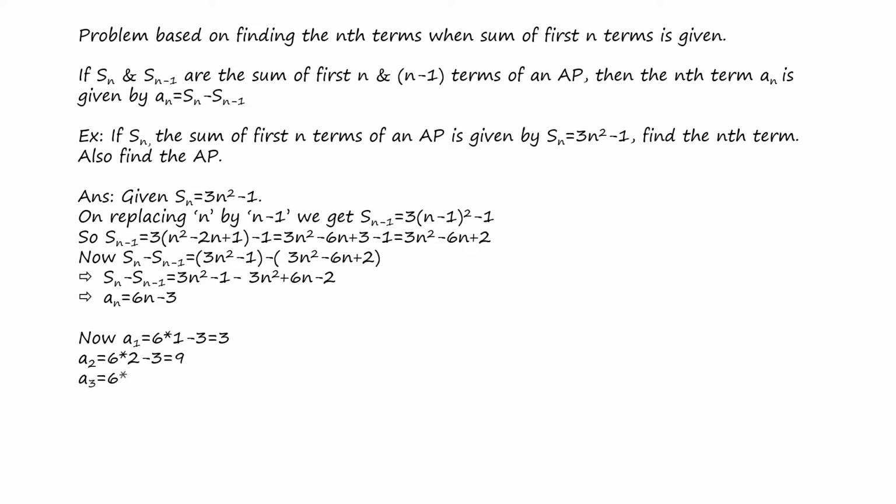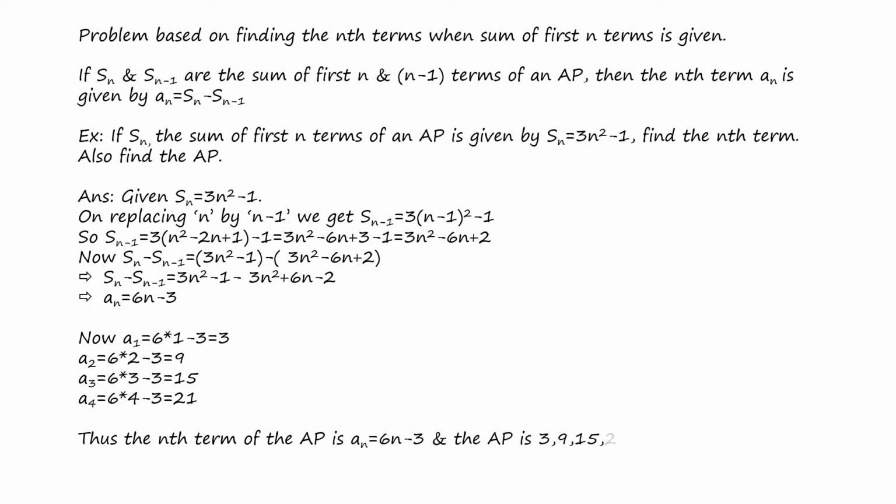Now, a1 is 6 into 1 minus 3, which is equal to 3. Likewise, a2 equals 9, a3 equals 15, a4 equals 21, and so on. So the nth term of the AP is given by an equals 6n minus 3, and the AP is 3, 9, 15, 21, and so on.